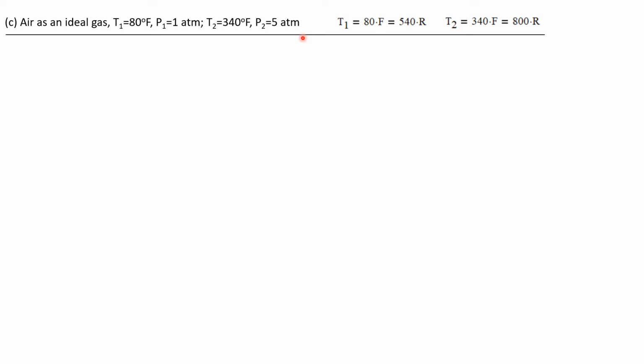So we need to know temperatures in absolute degrees. Since we're given Fahrenheit degrees, we'll add 460 to each one, and we know that T1 is then 540 degrees R, and that T2 is 800 degrees R.